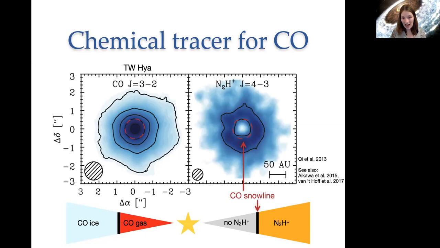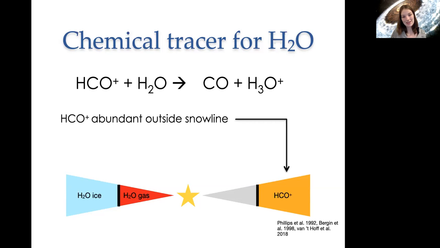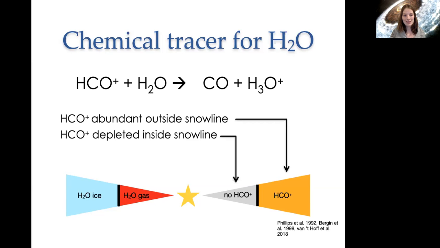So that's CO. How do we do it for water? Well, I already told you that we need ALMA to resolve the water snowline, but it also means that we need to find a way around our own atmosphere when observing emission from water from astronomical sources. So that's why we're using a chemical tracer for the water snowline. And this chemical tracer is HCO+, because it's destroyed by gas phase water via this reaction: HCO+ plus H2O becomes CO plus H3O+. So based on this reaction, we expect HCO+ to be abundant outside the water snowline, where water is frozen out. We expect it to be depleted inside the snowline, where water is in the gas phase.